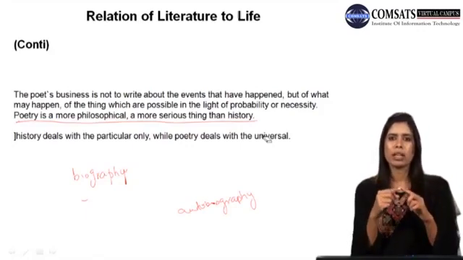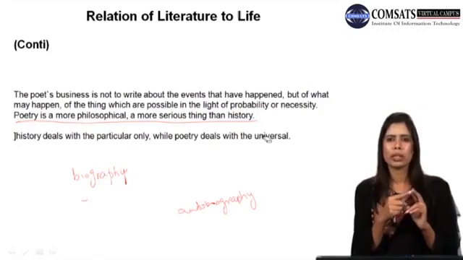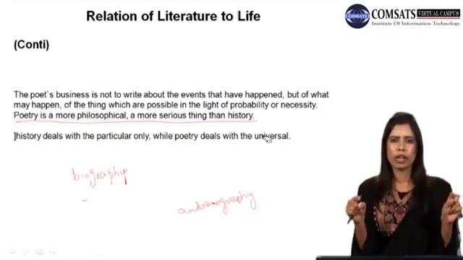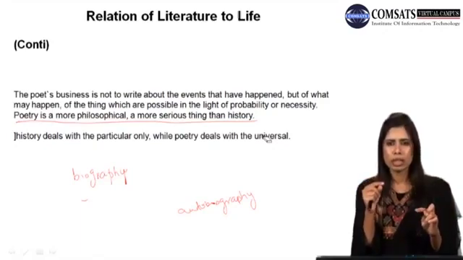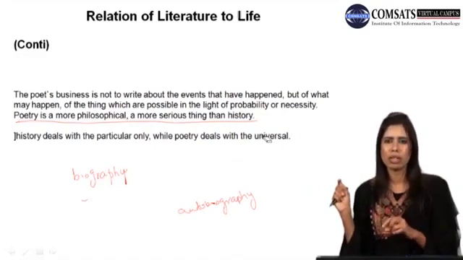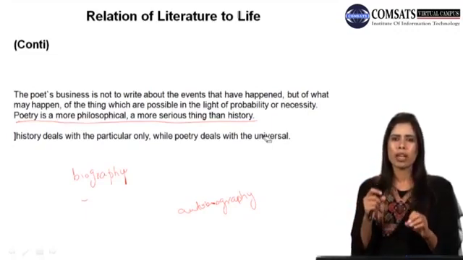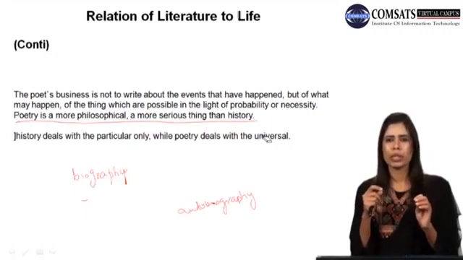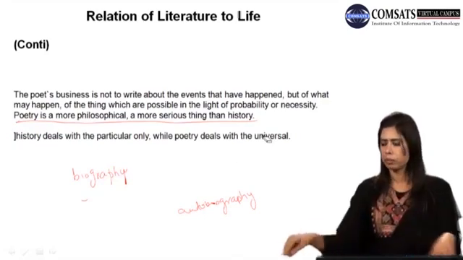Literature has the universal element, while history has the particular element only, that is about any particular event, any society, like the individuals of any particular society, that's all. But poetry or literature has a universal element that is accepted worldwide. So in order to make your literature perfect and well known everywhere, there must be an element of universality in your writing.